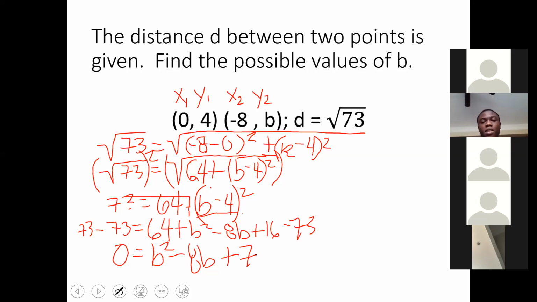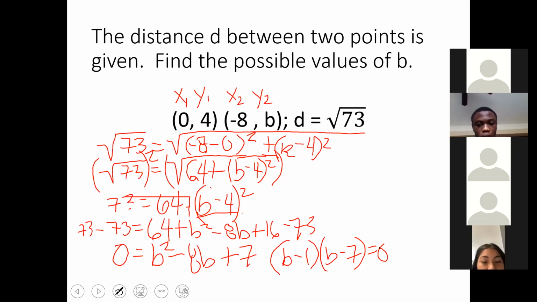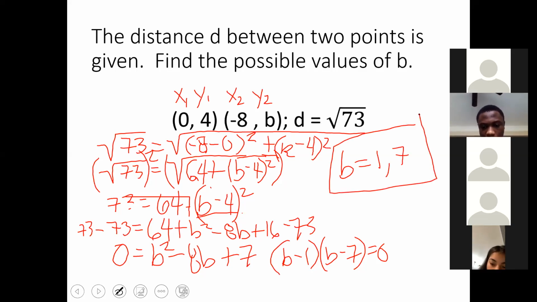So put the parentheses. I think it's 7 and 1 that will go. Yeah, 7 and 1. b minus 1, right? And b minus 7, right? Is equal to 0. So we actually have 2 possible values for b. Nice job, Osas. b is equal to either 1 or 7. Either one of those will get us to a square root of 73.